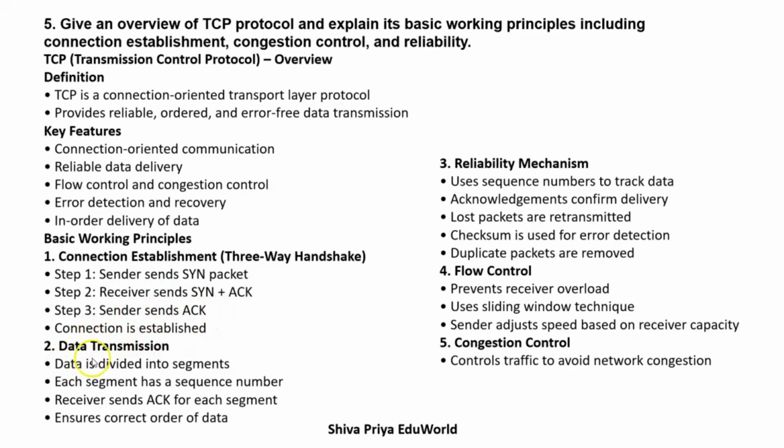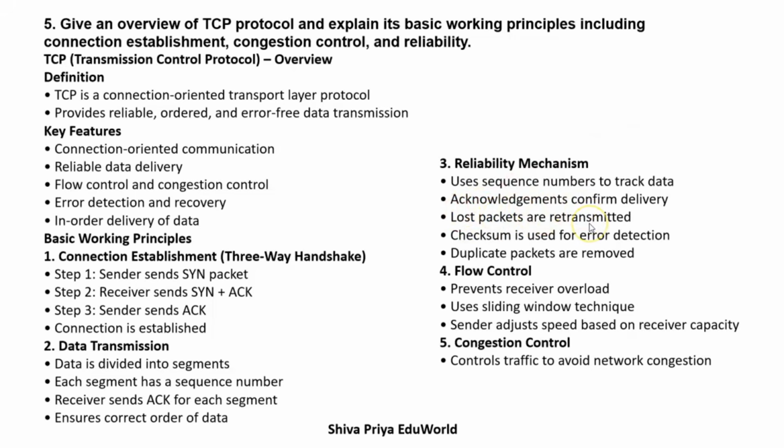Data transmission. Data is divided into segments here. Each segment has a sequence number. The receiver sends the acknowledgement for each segment separately, which ensures the correct order of the data. And the reliability mechanism: it uses the sequence numbers to track the data, and the acknowledgement confirms the delivery. After receiving the data, the acknowledgement should be sent. Only after that will it confirm the delivery.